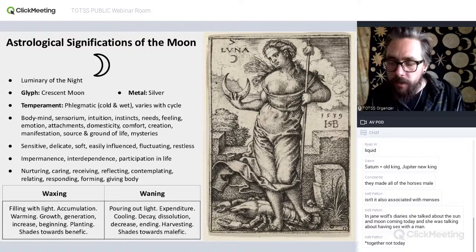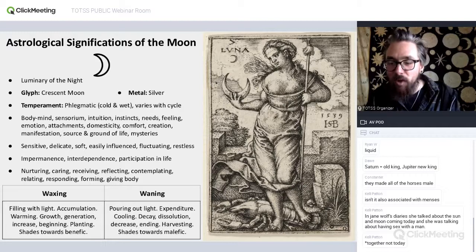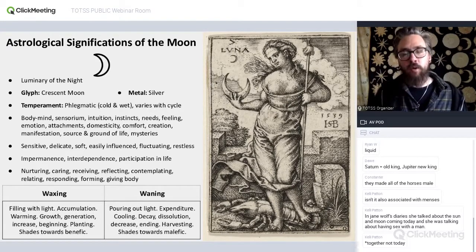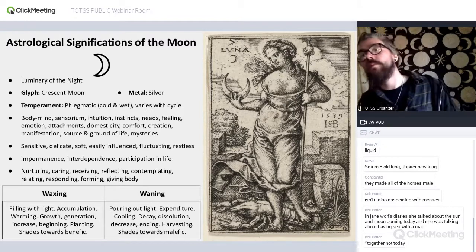So let's see. Kelly said in Jane Wolfe's diaries, she talked about the sun and moon coming together, and she was talking about having sex with a man. Oh, coming together. I see. Coming together. Right. Sure. Yeah. And the union of the sun and moon are very often depicted in those sort of sexual terms.